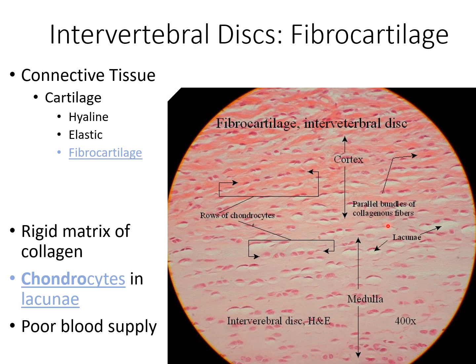Also, within this type of connective tissue, we need to have some specialized cells, right? Just like we saw with any other type of connective tissue. These specialized cells are called chondro. Chondro is a root for cartilage, cyte for cell. So these are literally the cartilage cells, and they live in what are called lacunae. These little holes here essentially trap the chondrocytes, and they reside within these little cavities for the entire duration of their life.